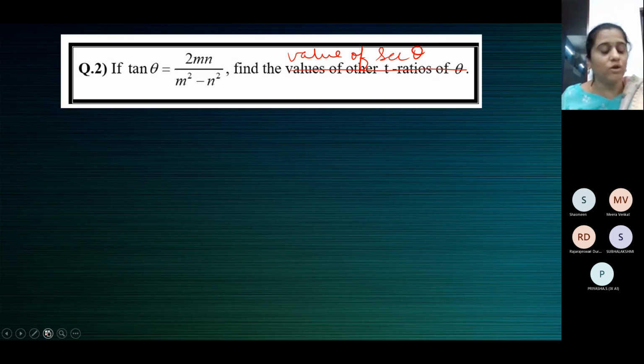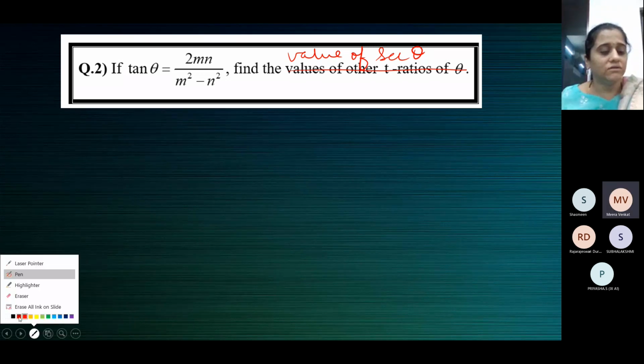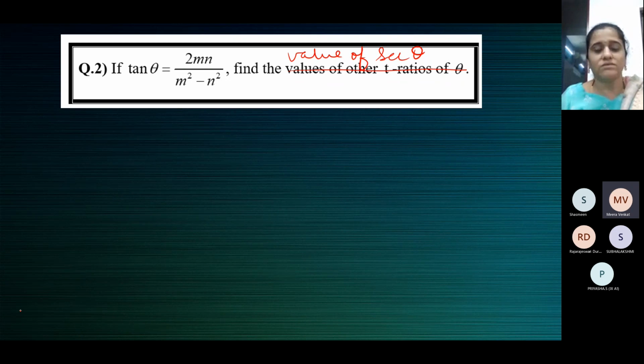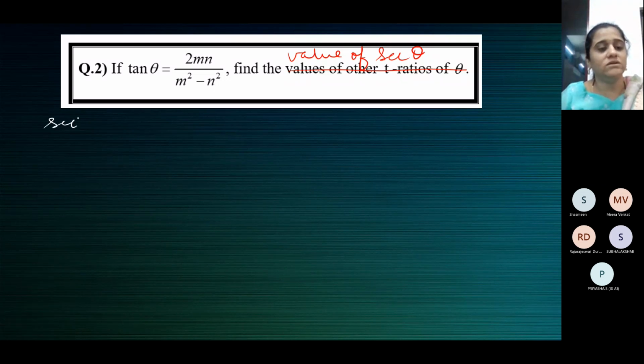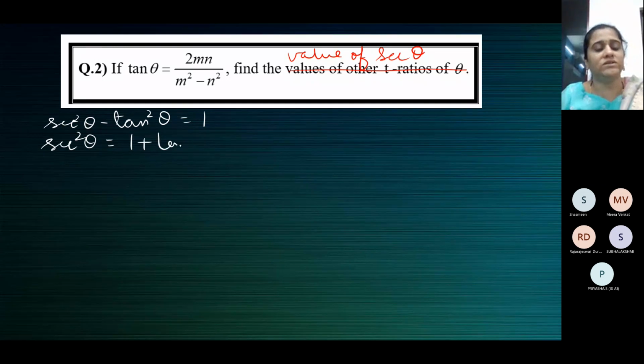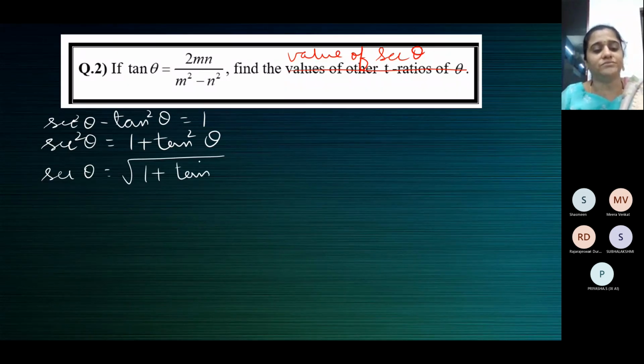Which is the identity that connects tan and secant? Secant square theta minus tan square theta is equal to 1. First, write that. All right, now we need to find secant theta. You can substitute here itself, or you can write secant square theta is equal to 1 plus tan square theta after transposing. So secant theta is equal to square root of 1 plus tan square theta.